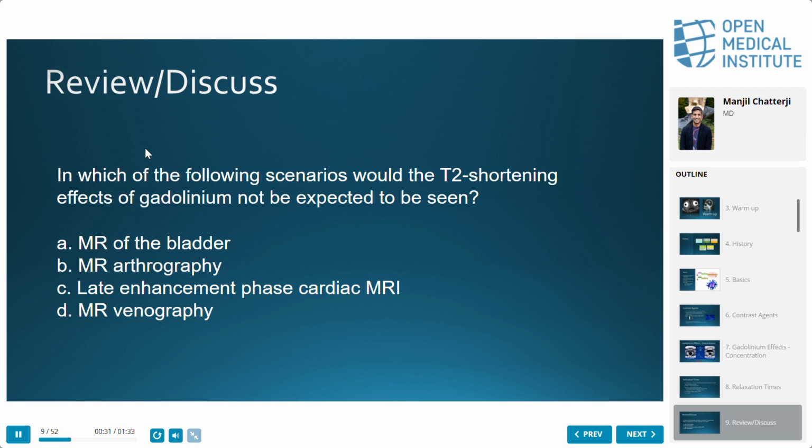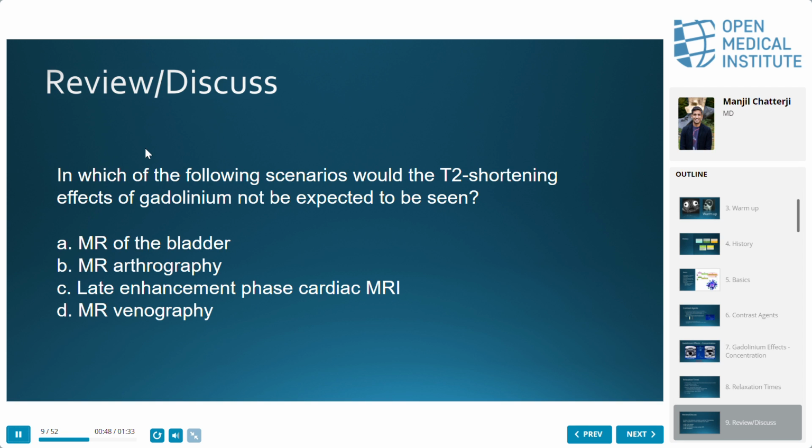This is a hard question. Yeah, please. Venography, excellent. Why do you say that? Yeah, because on CT it depends on flow-related enhancement. Wonderful.